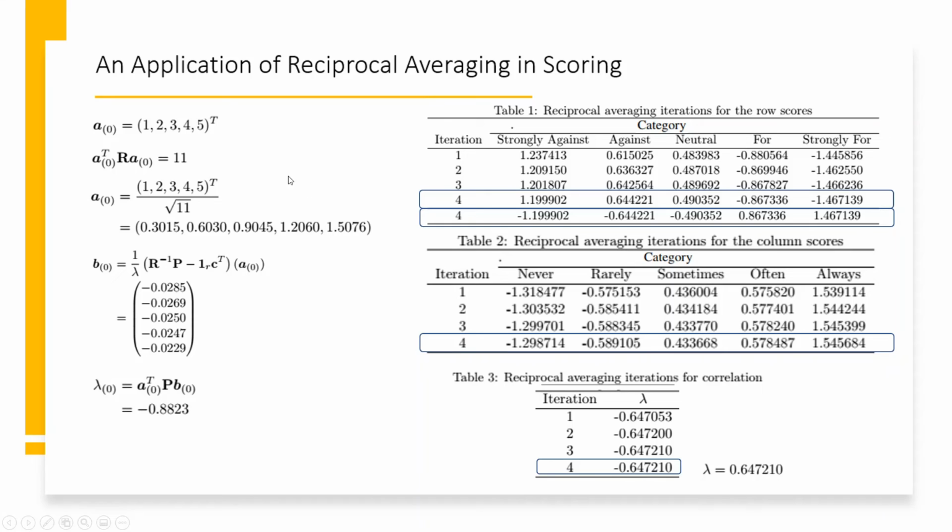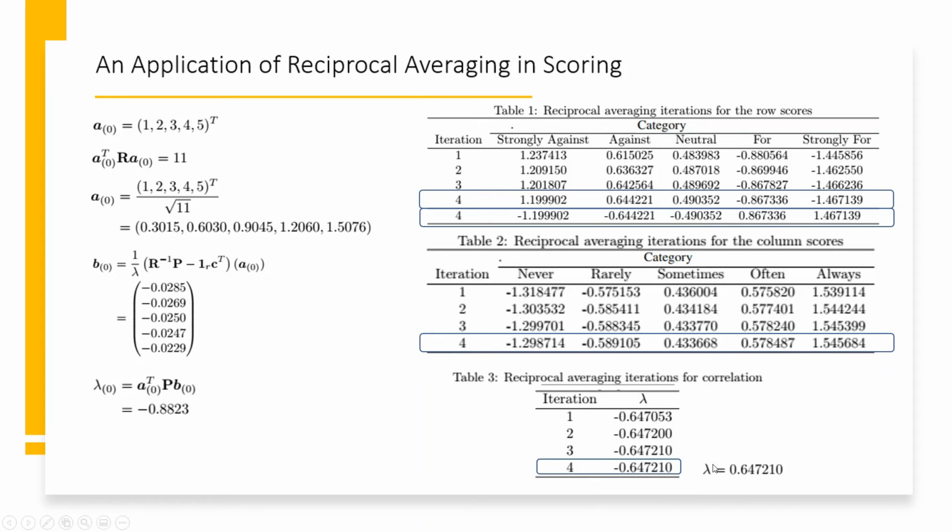Then we initialize a set of row scores with the appropriate vector size. Here I have chosen 1, 2, 3, 4, 5. After we normalize the row scores with Gram-Schmidt orthogonalization, we can apply this set of row scores to find an initial set of column scores in this equation. And then we can work out the correlation between them. Now that we have these initial scores A, B, and the correlation between them, we can update them with the reciprocal averaging algorithm. The algorithm will converge to an optimal value or until the desired accuracy is satisfied.